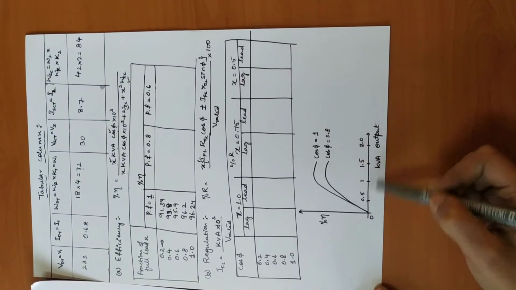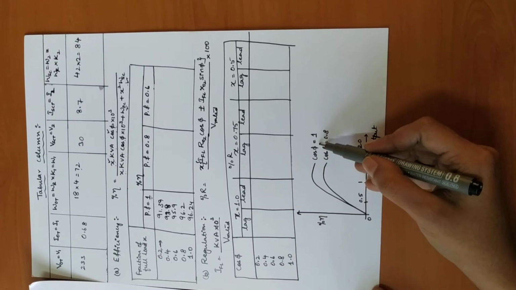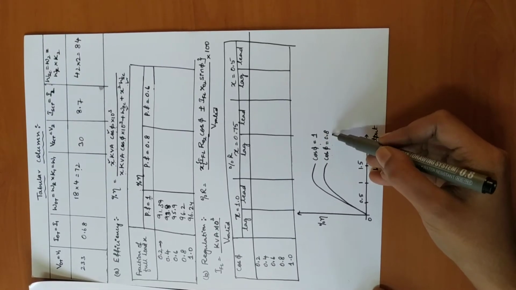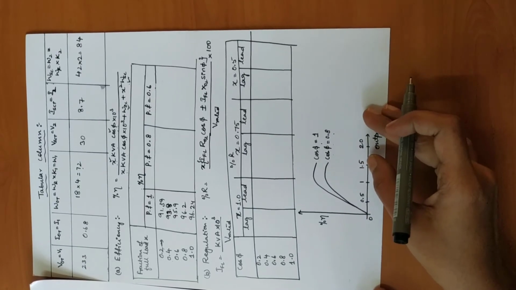This will be the nature of the graph, where you can find the first graph is with respect to the power factor as unity and the other is for 0.8. This is how the efficiency is calculated. Now coming to the regulation.